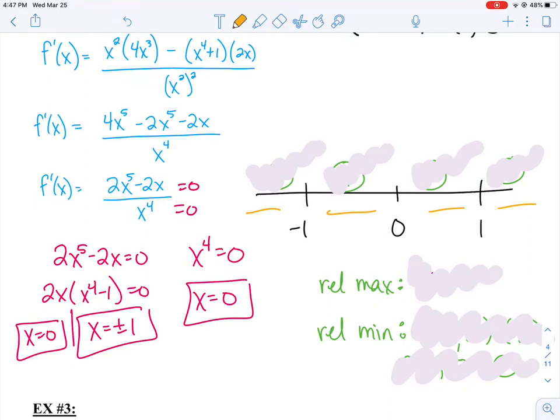Remember, if my derivative is positive, my function is increasing. If my derivative is negative, my function is decreasing. If my derivative changes from positive to negative, I've just found a relative maximum. If my derivative changes from negative to positive, I've just found a relative minimum. So I need you to pause the video. I need you to take a few minutes, plug in 4 different numbers in each of these intervals into your derivative so we can see if our derivative is positive or negative. Remember, we're plugging them into the derivative, so if I were you, I'd probably plug it into this simplified derivative of 2x to the fifth minus 2x all over x to the fourth. Pause the video, plug in some numbers, and then come back to me and see what you get.